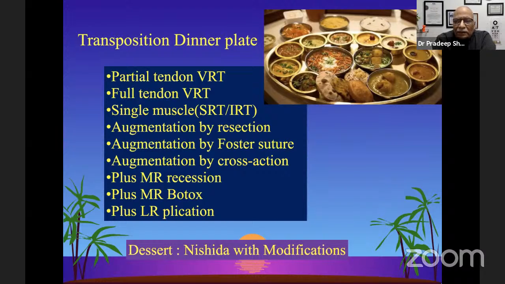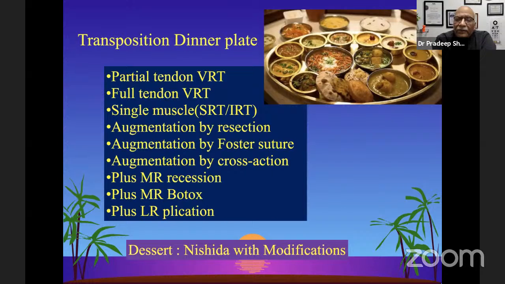I had described a 3.5 millimeter extra resection effect on the VRT. Or you can have the augmentation effect by the Foster sutures past 8 millimeters from the insertion site. You can also augment by cross section. So these are various possibilities that you can add on to your armamentarium.